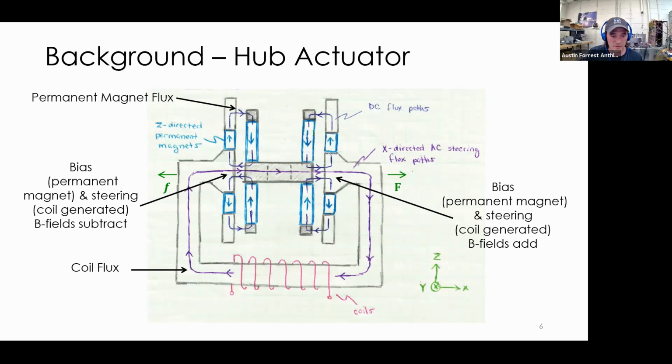But a negative of that higher force is that we now introduce a negative stiffness. So this actuator wants to clamp down on the side.